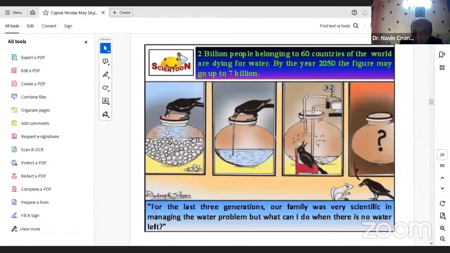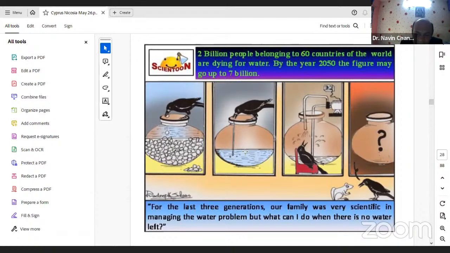Why do we have to think about the photocatalyst for the purification of water or for the degradation of the dye? Two billion people belonging to 60 countries of the world are dying because of the lack of water. And if we move ahead, up to 2050, the figure may go up to 7 billion. Initially, this is the way of getting water. The crow is searching for water. He drops stones inside the pot. The water gets lifted by the weight of those stones, and he takes the water.